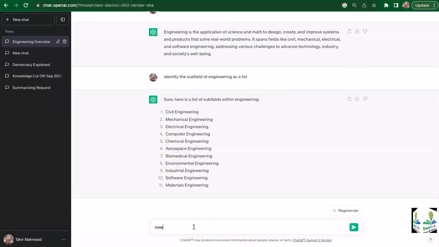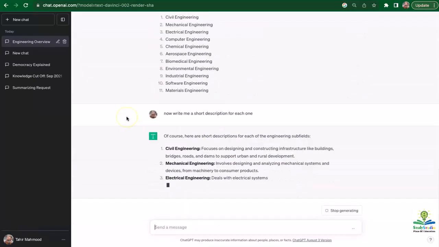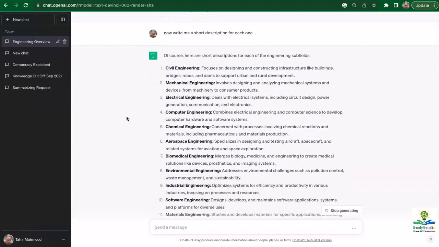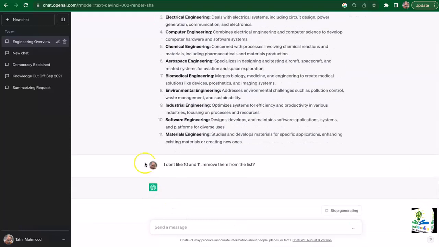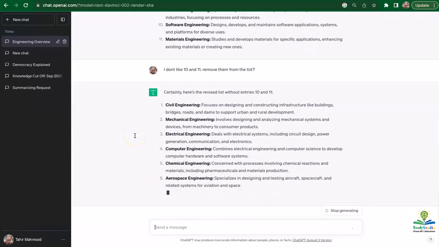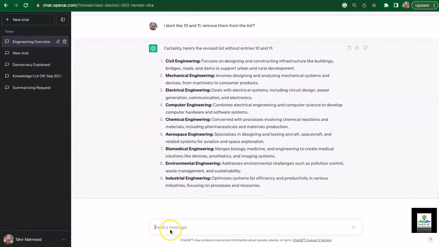Okay. Now write me a short description for each one. So now it's going to go in and write a short description for each one of them. I don't like 10 and 11. Remove them from the list. Certainly. So now it removed the last two because I asked it to.